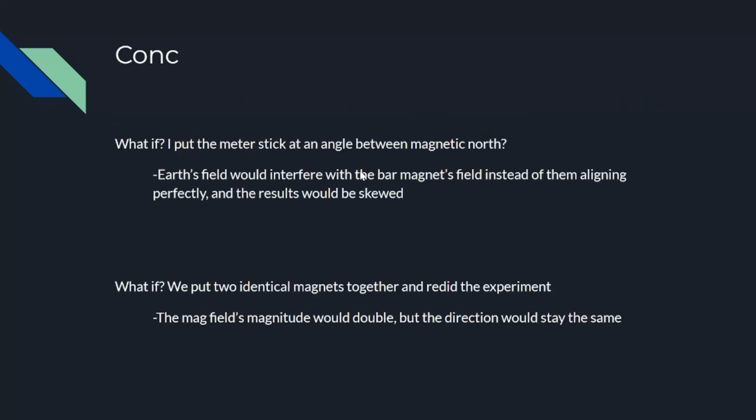can do about that. And for the conclusions, what if we'd put the meter stick at an angle between magnetic north? Well, Earth's field would interfere with the bar magnet's field instead of them aligning perfectly, and the results would have been skewed. And what if we had used two identical bar magnets and repeated the experiment? Well, those two fields would add together, the magnitude would double, but the direction would not change, ultimately. And that's all I have.